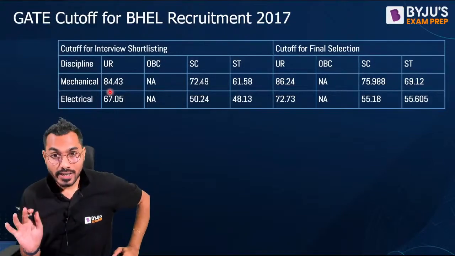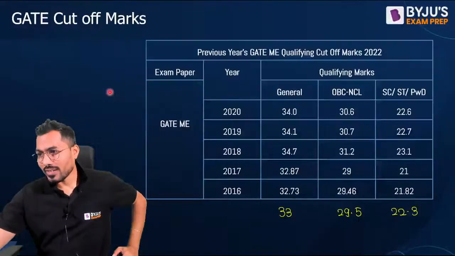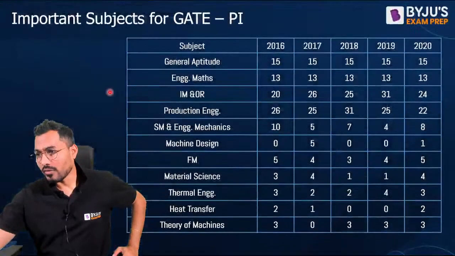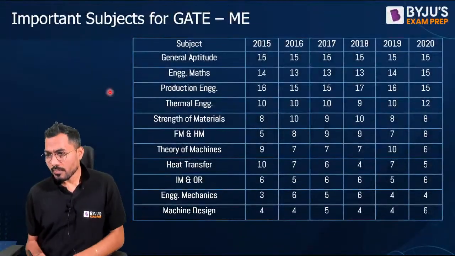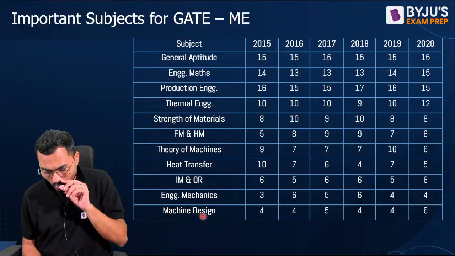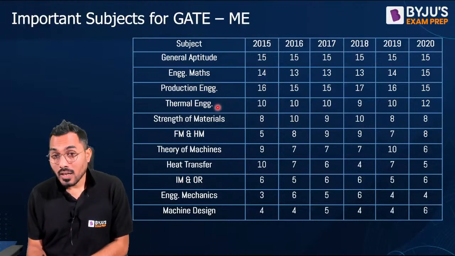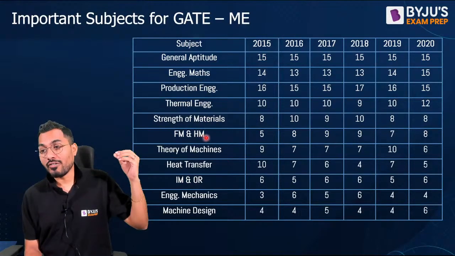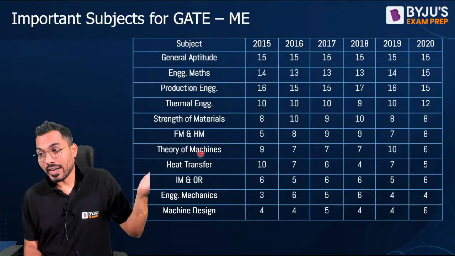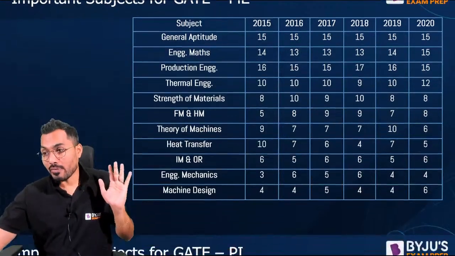I hope you are understanding, and you have to plan according to that. So if I want to plan like that, this is the subject-wise weightage. For mechanical engineering, engineering mechanics is one subject. Material science, we do not include here. Machine design is there. Then production, thermal engineering, strength of materials, fluid mechanics and heat transfer, or fluid machinery, theory of machines, and industrial engineering. These are subjects you should prepare by default.